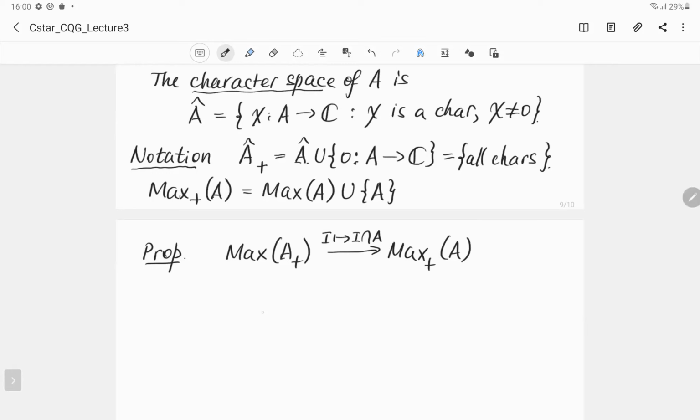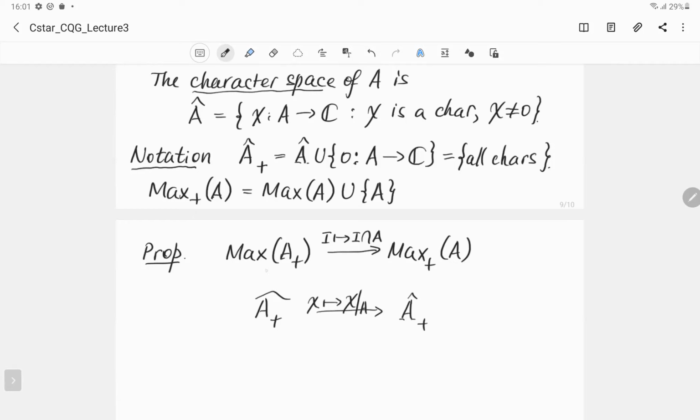A. Similarly, we have a map from the character space of the unitization, A plus hat, to, well, in our notation, this is A hat plus. I mean, to the set which is defined here: the set of all characters of A. And this arrow takes each character of A plus to its restriction to A. Clearly, this is a character, maybe 0.